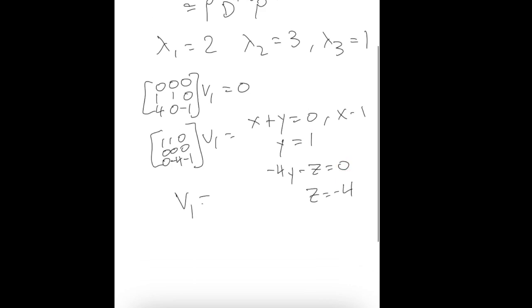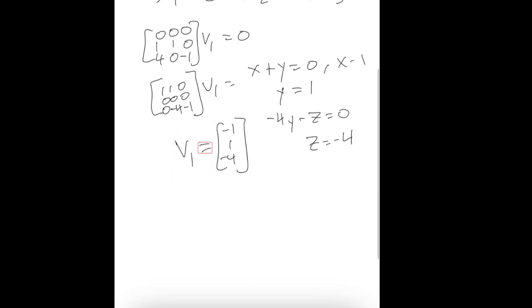Times V1. And so from this we have x plus y is equal to 0. Y is the free variable because the middle row is full of all zeros, so we'll just set that to whatever we want. I'll set it to 1. Since y is 1, it follows that x is negative 1. And then we have negative 4y minus z is equal to 0. And so this will just turn out to be z is equal to negative 4. So our vector 1 is equal to x is negative 1, y is 1, and z is negative 4.